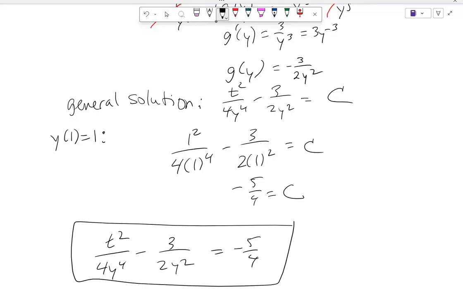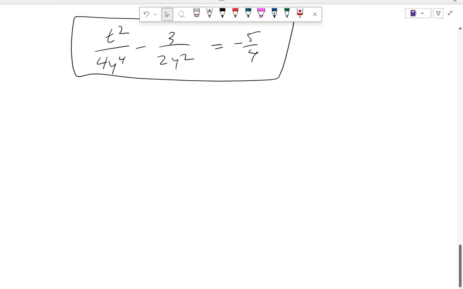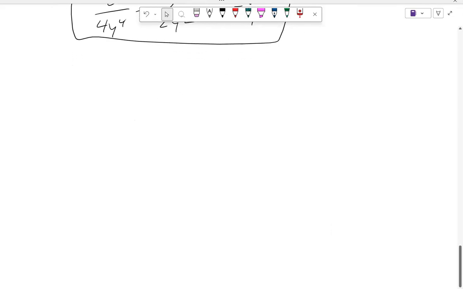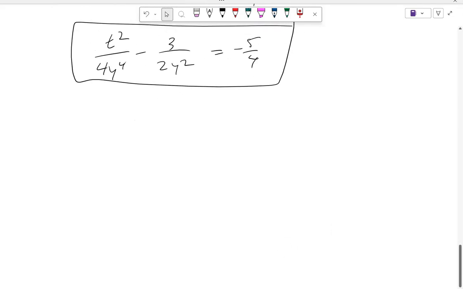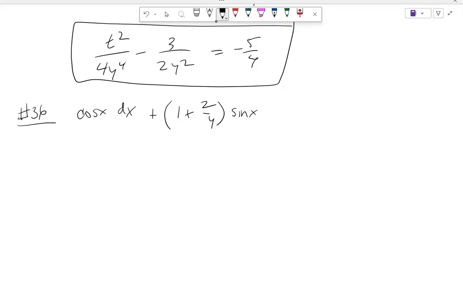All right. Let's do one more where we start with something that is not exact, but need to convert it to exact. Okay? Sound like fun? Sure, why not? Let's look at number 36. All right. So 36 says cosine x dx plus 1 plus 2 over y sine of x dy equals 0.